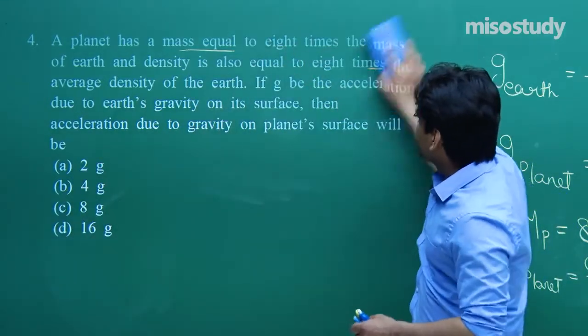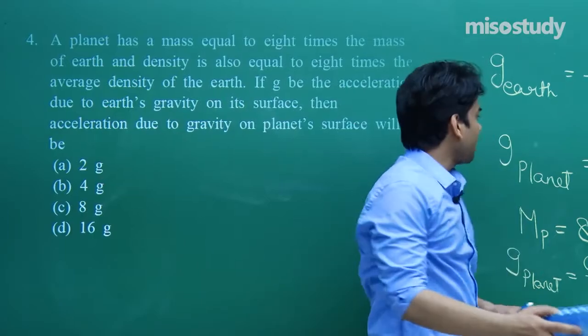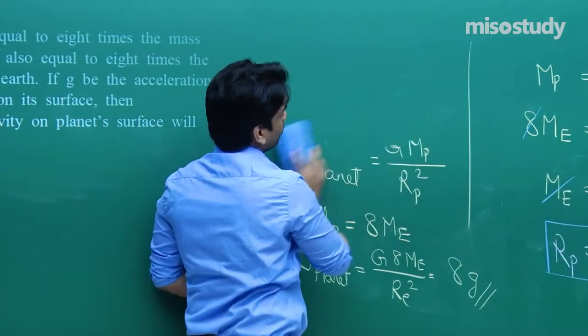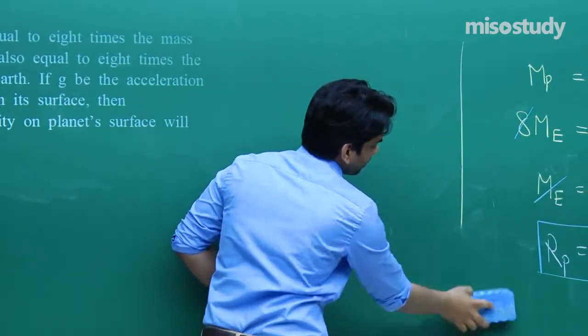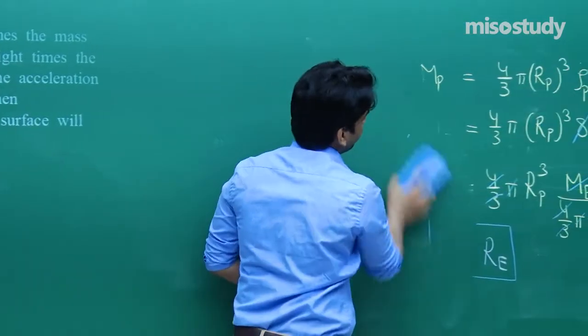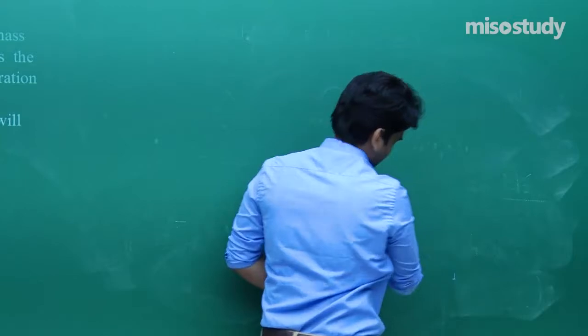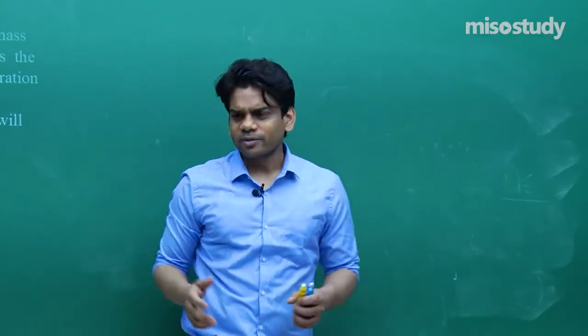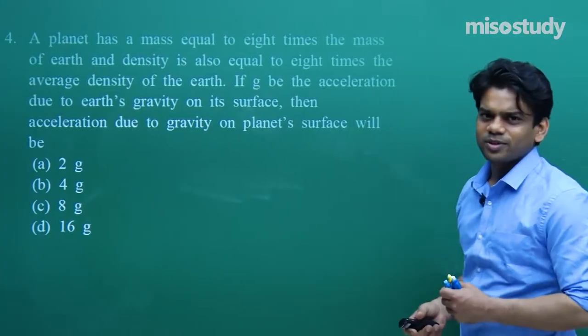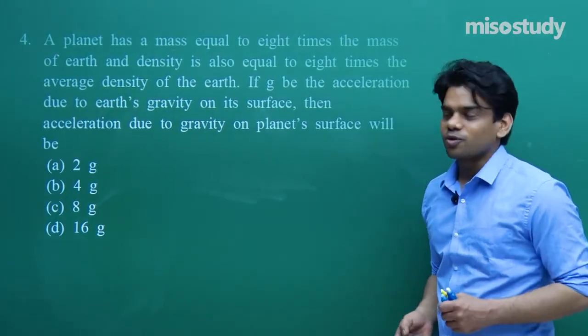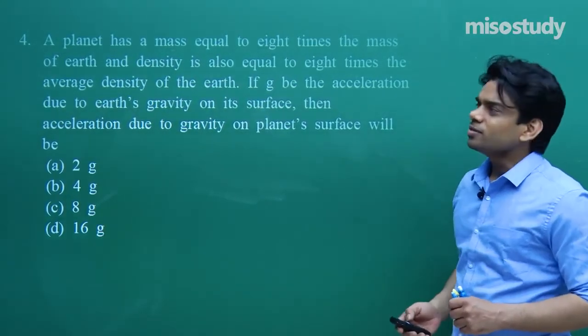Now I believe that you would have understood how to apply the formula for acceleration due to gravity while evaluating it for different planets. The formula will be the same that we are using for Earth; the only thing is that some things we are changing when we need to find the relation with the acceleration due to gravity on the surface of Earth. Let's go to the next question.